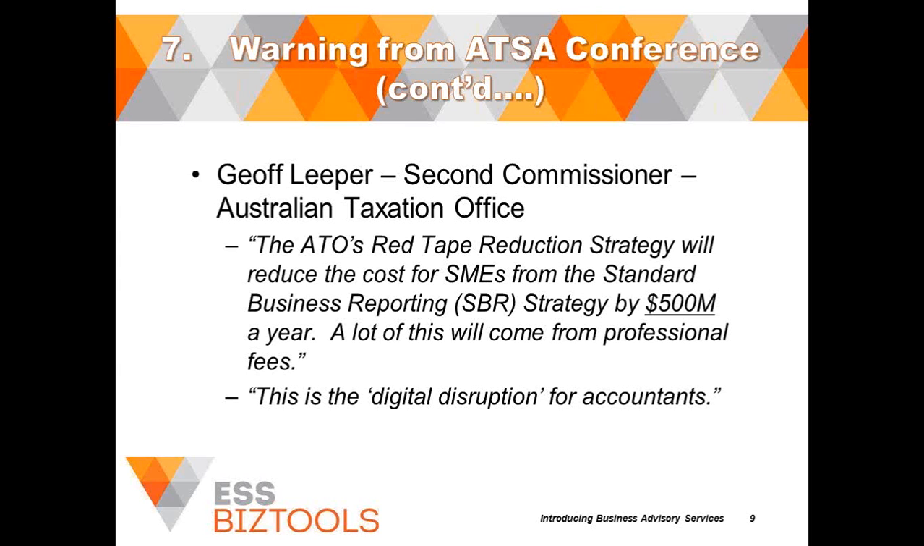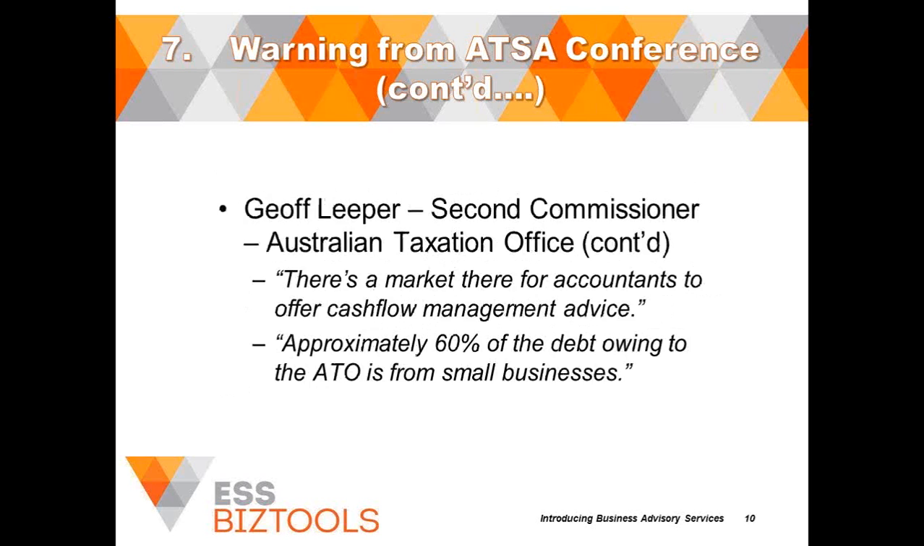Leeper went on to say this is the digital disruption for accountants. So if you put all these things together, I suspect you're looking at a minimum of $600,000, but it could be as high as $1 billion a year, every year, from next year onwards. Leeper said that the standard business reporting effect would start from the 1st of July this year, about 7 weeks away.